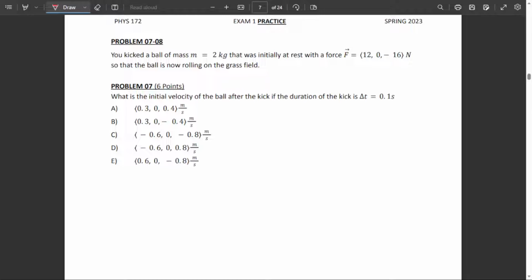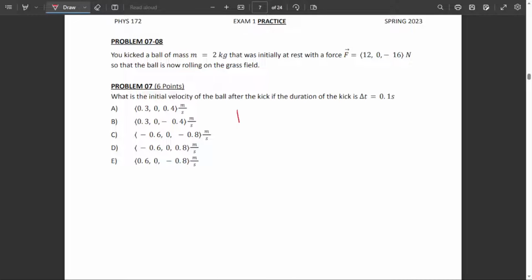Problem 7. You kicked a ball of mass 2 kilograms that was initially at rest with a force of 12.0 minus 16 newtons, so that the ball is now rolling on the grass field. What is the initial velocity of the ball after the kick if the duration of the kick is 0.1 seconds? To do this problem, we're just going to use a momentum update. Because this time is so small, we can assume that the force is approximately constant during that interval.